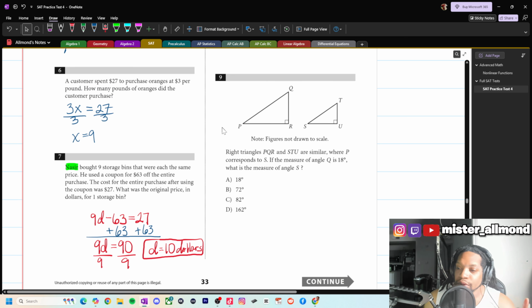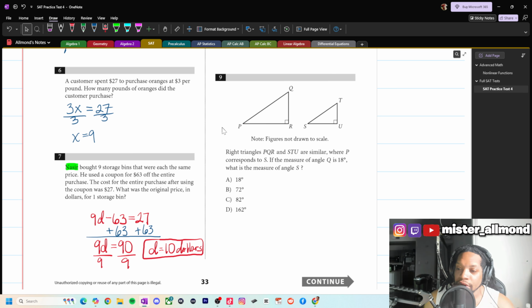All right, we got 2 right triangles, not drawn to scale. PQR and STU are similar, where P corresponds to S. Okay, that's obvious. If the measure of angle Q is 18, let me label these real quick. That means T is 18 as well.